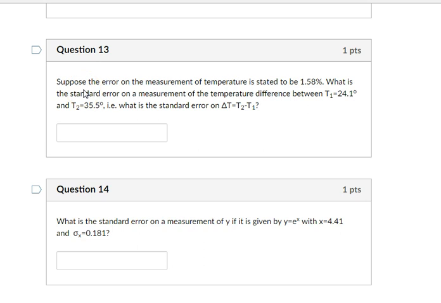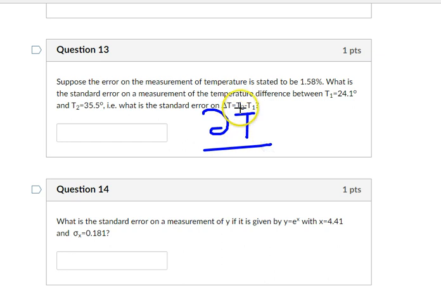Okay, measurement of temperature is stated as 1.58%. What is the standard error of the measurement of the temperature difference between T1 and T2? So we've got delta T equals T2 minus T1. Well, for delta T, you take the partial with respect to T. Let's see if I can do this. We will try one more time.